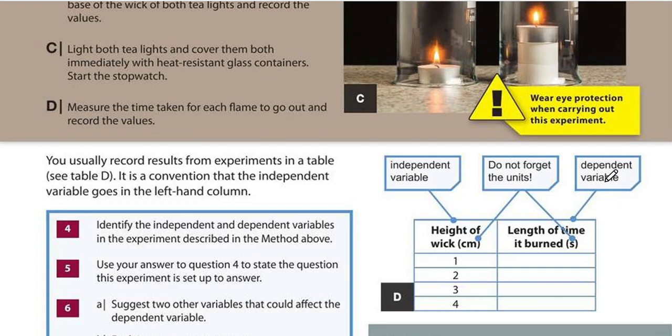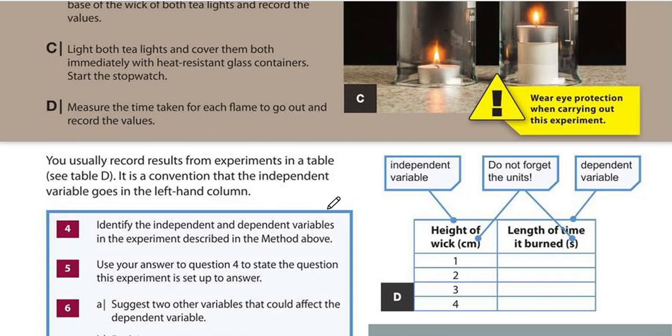And it's also very important to write the units, right? Height can be measured in millimeters, centimeters, even in meters, so you need to tell exactly which measurement you used. Then for the length of time, it can be milliseconds, seconds, minutes, hours. So it's important you use the correct unit there, right? You might lose marks if you don't write the units in these tables.